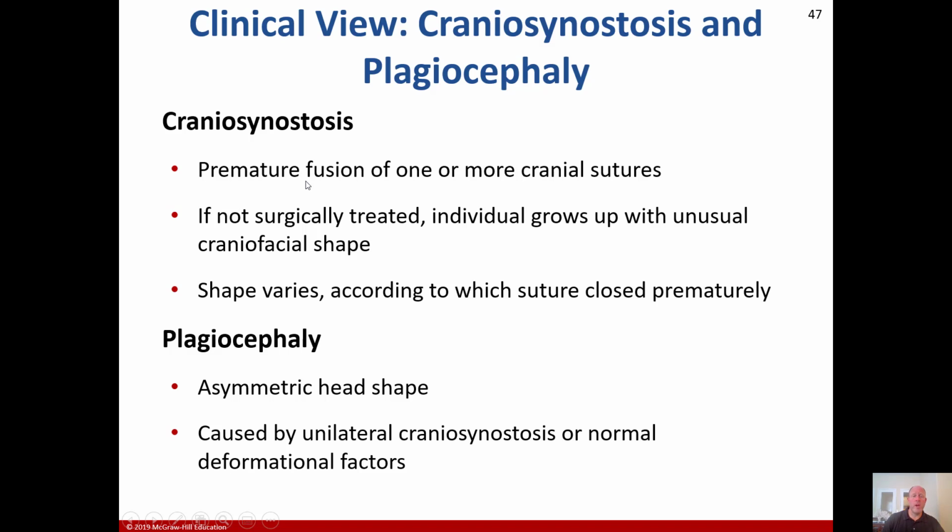Craniosynostosis is a premature fusion of one or more cranial sutures. In this clinical view, I should make note that these are clinical situations or challenges for some individuals. If it's not surgically treated, this individual grows up with an unusual craniofacial shape. The shape varies according to which suture is closed prematurely. And plagiocephaly is an asymmetric head shape. It's caused by unilateral craniosynostosis or normal deformational factors.